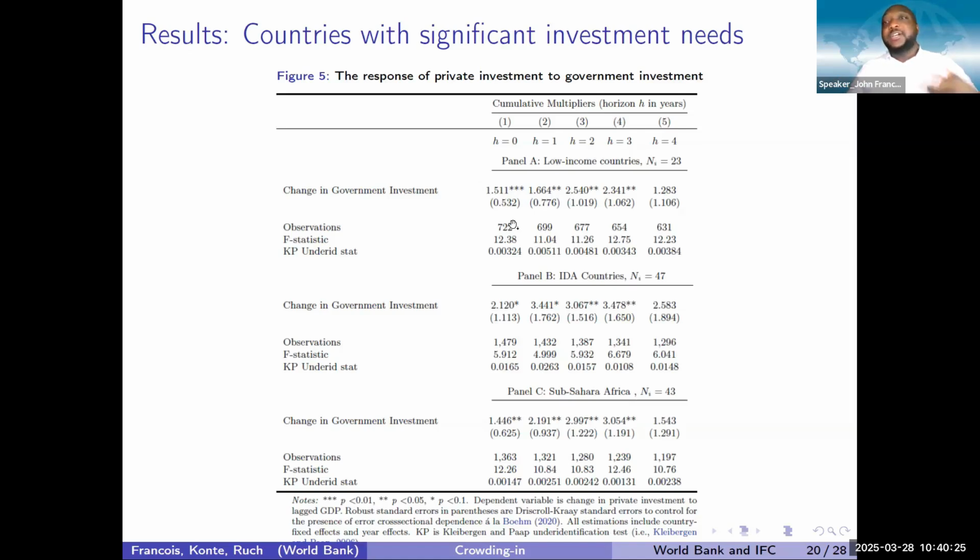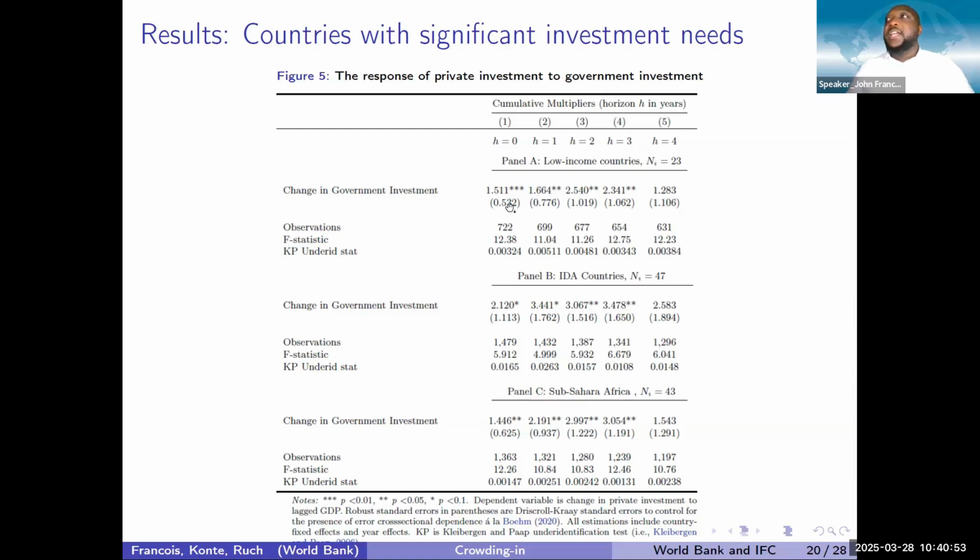So for every additional dollar that is spent on public investment, we see private investment increase by $1.5 in the case of low-income countries. For other countries, the statistical significance is slightly on the weaker side, at the 10% level, but if we remain agnostic about that, you can also say that a dollar increase in public investment raises private investment by $2 in other countries.